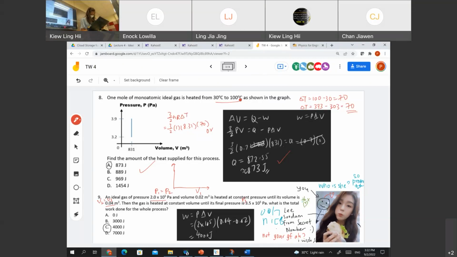Firstly, from 1 to 2 is constant pressure, and 2 to 3 is constant volume. So the only work done will be from 1 to 2. Your pressure at points 1 and 2 is 2 times 10 to the power of 5. The change in volume from point 1 to 2 is 0.04 minus 0.02. So the work done is 4,000 joules.